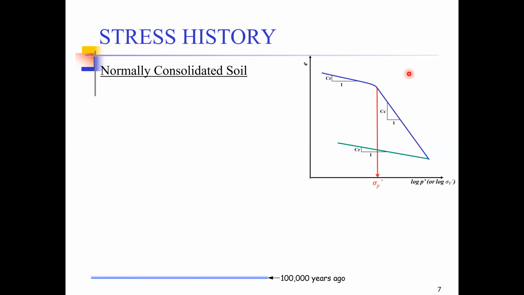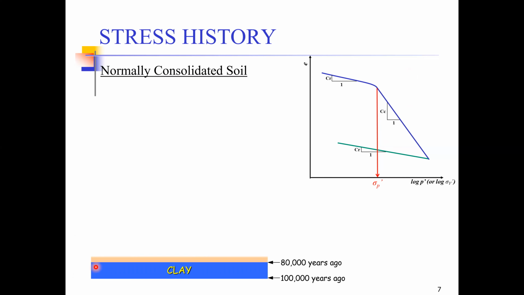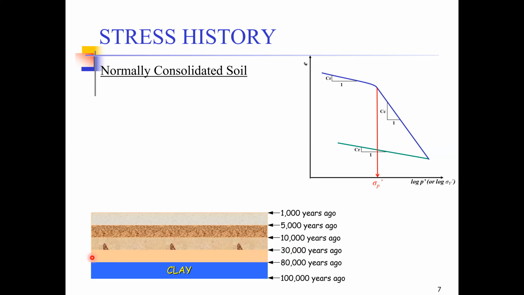Let's suppose 100,000 years ago, there was some clay layer which was there, and then there was some flood which came maybe 20,000 years afterwards, and there was a new layer of soil, and then something else happened, and another layer of soil came on top, and further layers of soil came on top. You know, this is how the soil was formed. This is how our planet was formed.